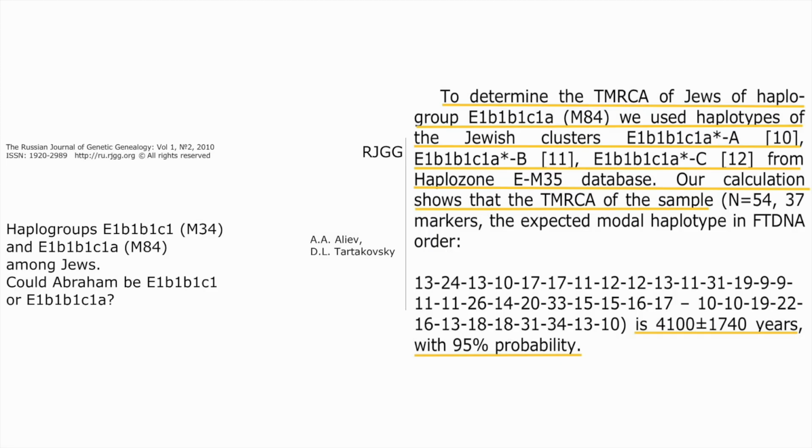To determine the TMRCA of Jews of haplogroup M84, we use haplotypes of the Jewish clusters E1b1b1c1a-A, E1b1b1c1a-B, E1b1b1c1a-C from the Haplozone E-M35 database. Our calculation shows that the TMRCA of the sample is 4,100 plus or minus 1,740 years with 95% probability.